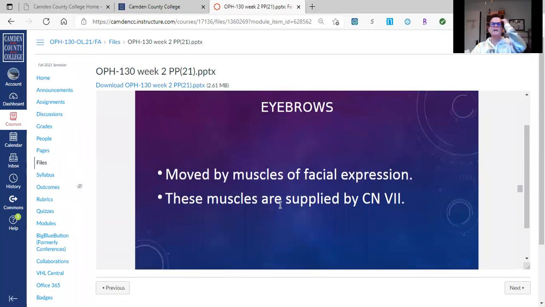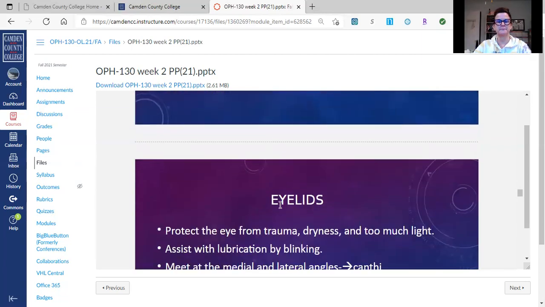All right, let's move on to the eyebrows. So the eyebrows are moved by the muscles of facial expression, and these muscles are supplied by cranial nerve 7. So the facial nerve is cranial nerve 7. And in order to be able to make my eyebrows do all these kind of movements, it is innervated by cranial nerve 7, which is the facial nerve.